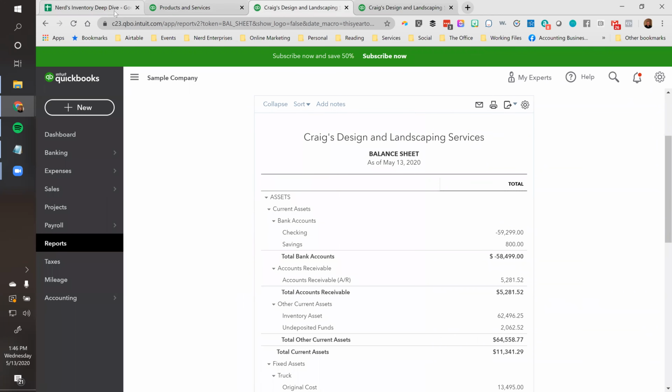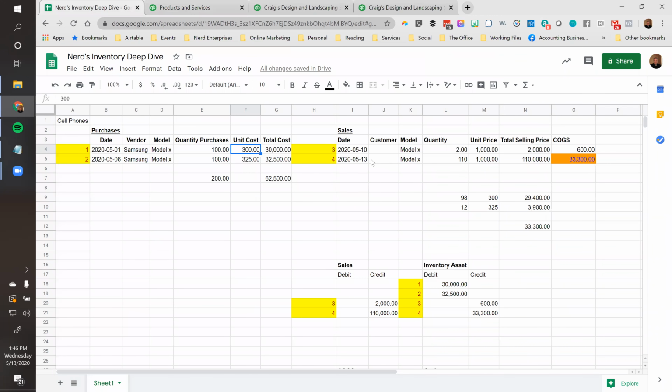Now, let's record the second sale, right? So sale number 2, we're selling 110 of them.